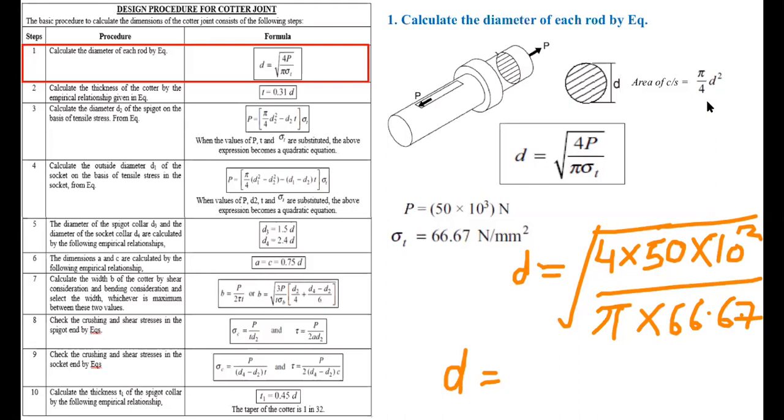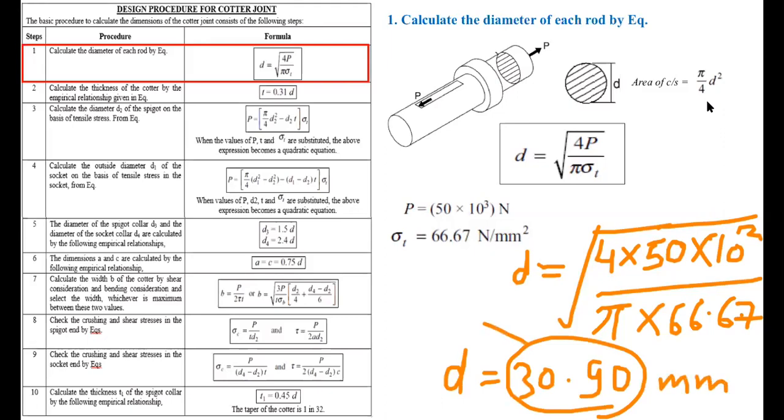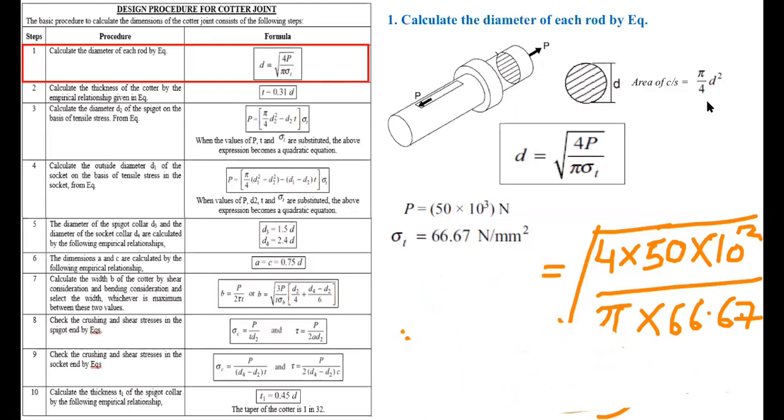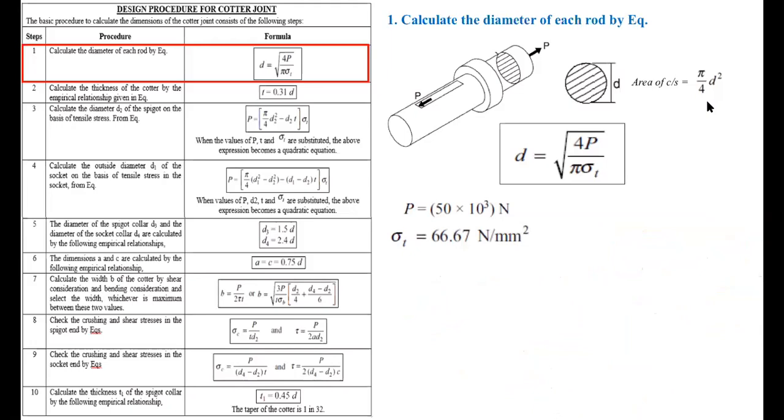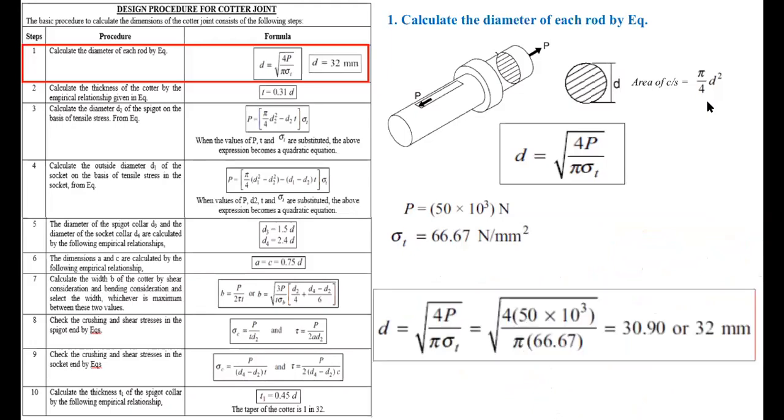The answer will be like 30.90, and you have to just standardize this dimension, because you will not get a 30.90 mm diameter rod. So you have to take a standard size like 32 mm. Okay, so this is the first one. 30.90, and you have to make it a standard size like this. So the answer is 32 mm. The rod diameter is 32 mm.